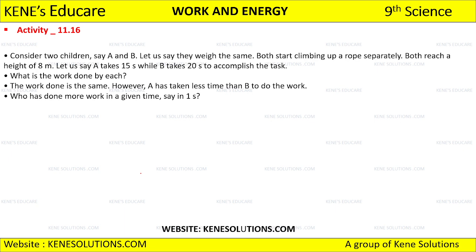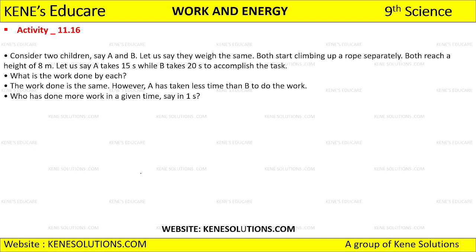So what is the work done by each? You have to find how much work is done by child A and child B, and the work done is the same, right? Because they are accomplishing the same task. It's just that the time taken by both of them is different. However, A has taken less time than B to do the work. So who has done more work in a given time, say in 1 second? What kind of explanation can you give over here? They have asked you to calculate the work done in 1 second, right?